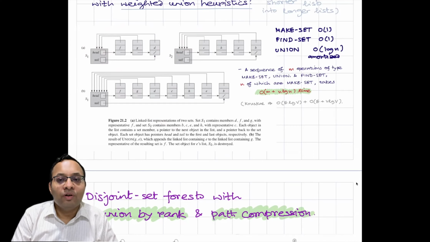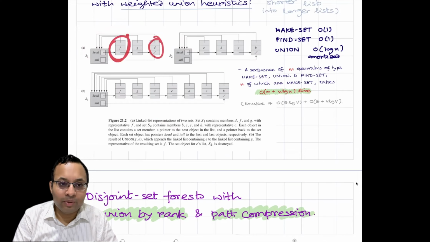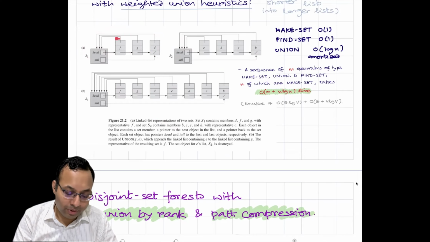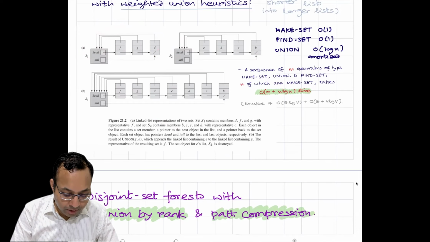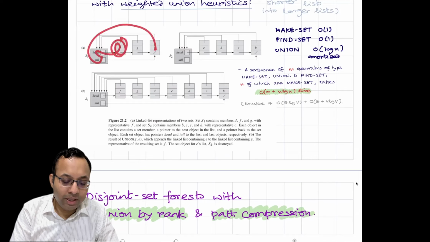So now when you ask for find-set for F, it will return this. Maybe either the S1 pointer, or if you assume F to be the representative, then F. Or if I ask find-set for D, then again it will return F to be the representative. Let's say we assume that F is the representative. Then find-set of D will go to this S1 here, and then return the F pointer.